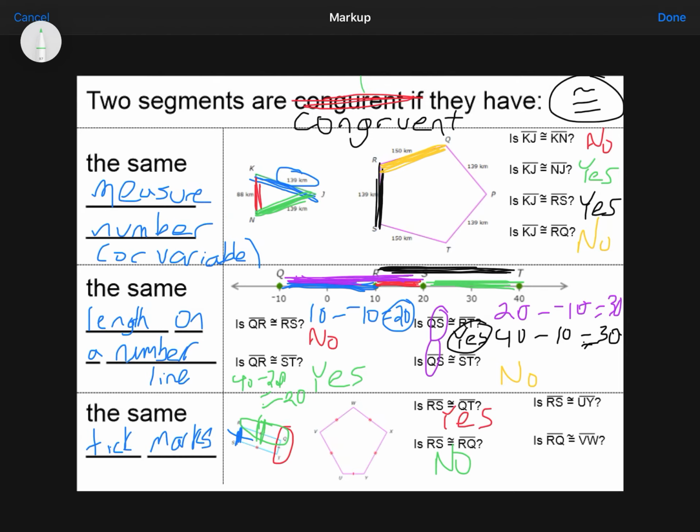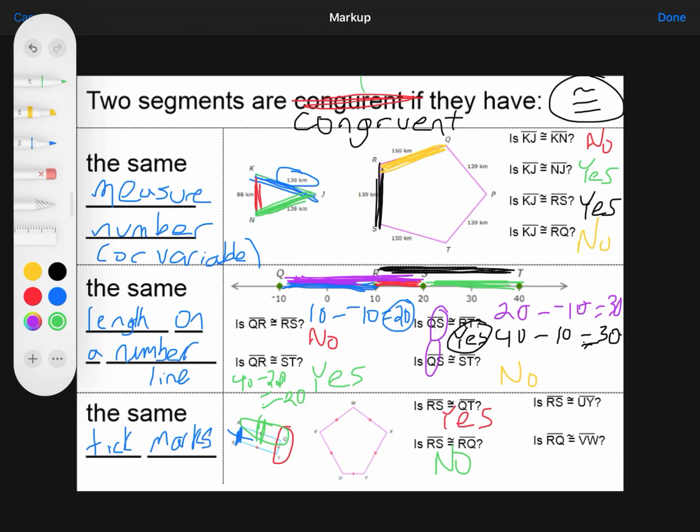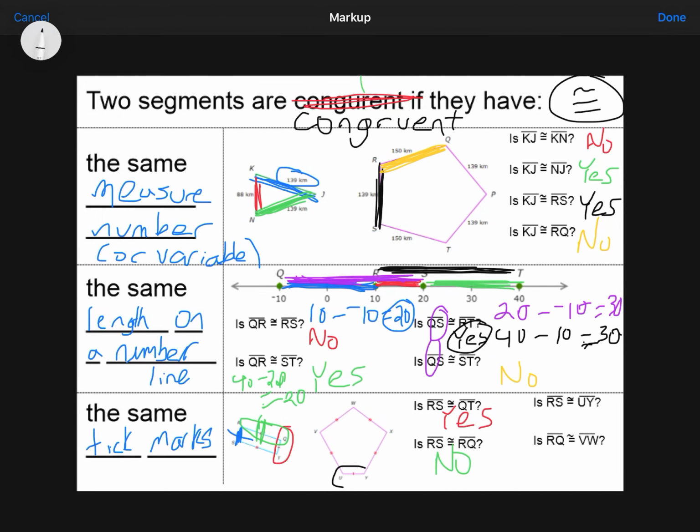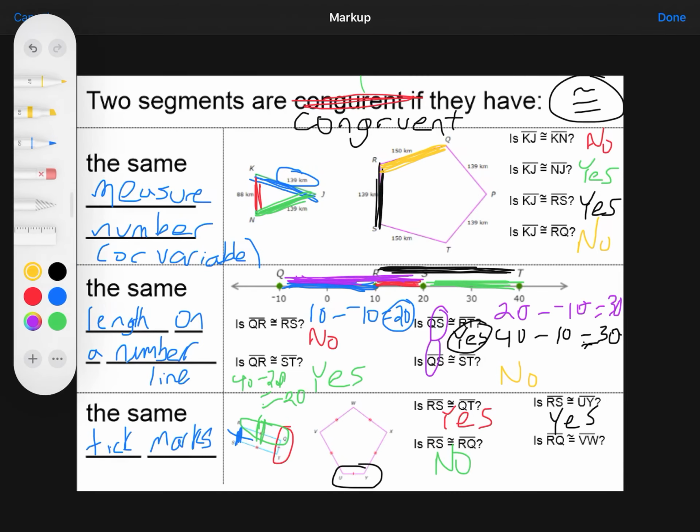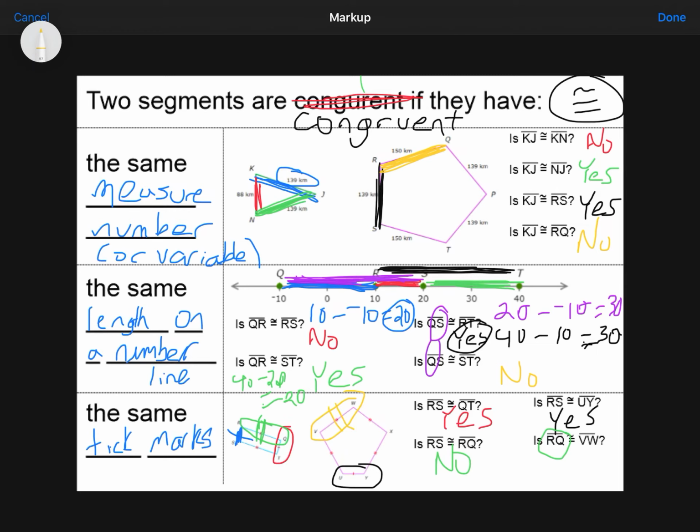Is RS congruent to UY? UY is down here in the bottom. It just has 1 little mark. Yes. And then lastly is RQ, which was in green. Is the RQ one the same as VW? And it's hard to tell here. Sorry, my picture is so small. But it does have 2 marks on both. So this one's also yes. If they both have 1 mark, it's yes. If they both have 2 marks, it's yes. If they have different marks, the answer is no.